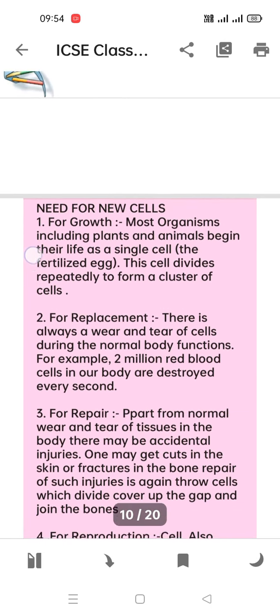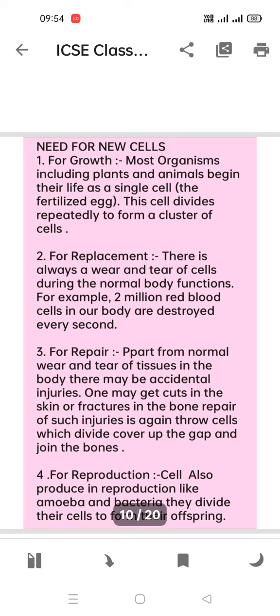Now next is a very important and very interesting question: the need for new cells. Why do we need new cells? Why is it mandatory to have new cells? What is the purpose of new cells? Our old cells get destroyed every minute, within a fraction of time, and the cells regrow.